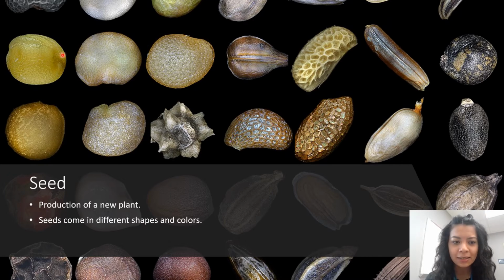Seeds come in different shapes and colors. Here we see lots of different seeds. And we see that they're all different shapes, they're different colors. Some are rough. This one looks smooth. This one's long and narrow and thin. This one's a little bit shorter and it's round. So we see here that seeds come in lots of different shapes and colors.